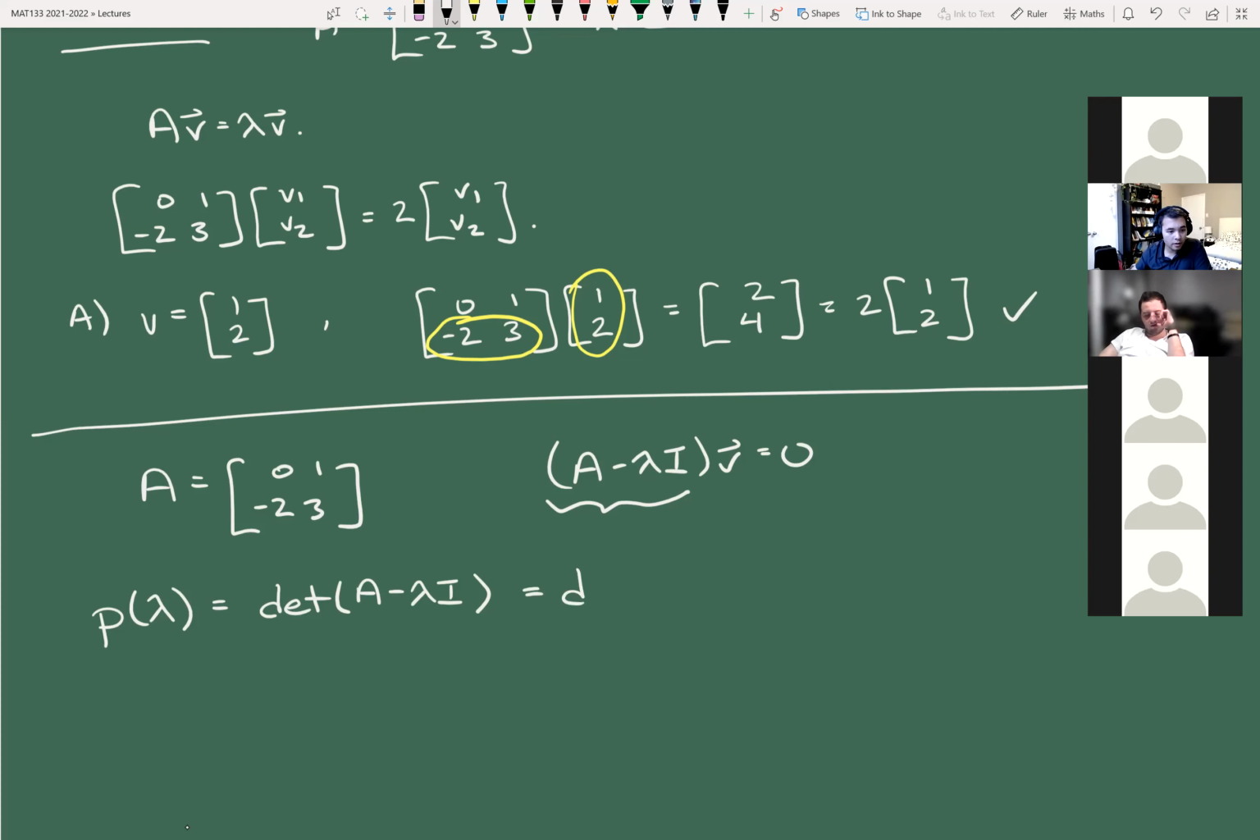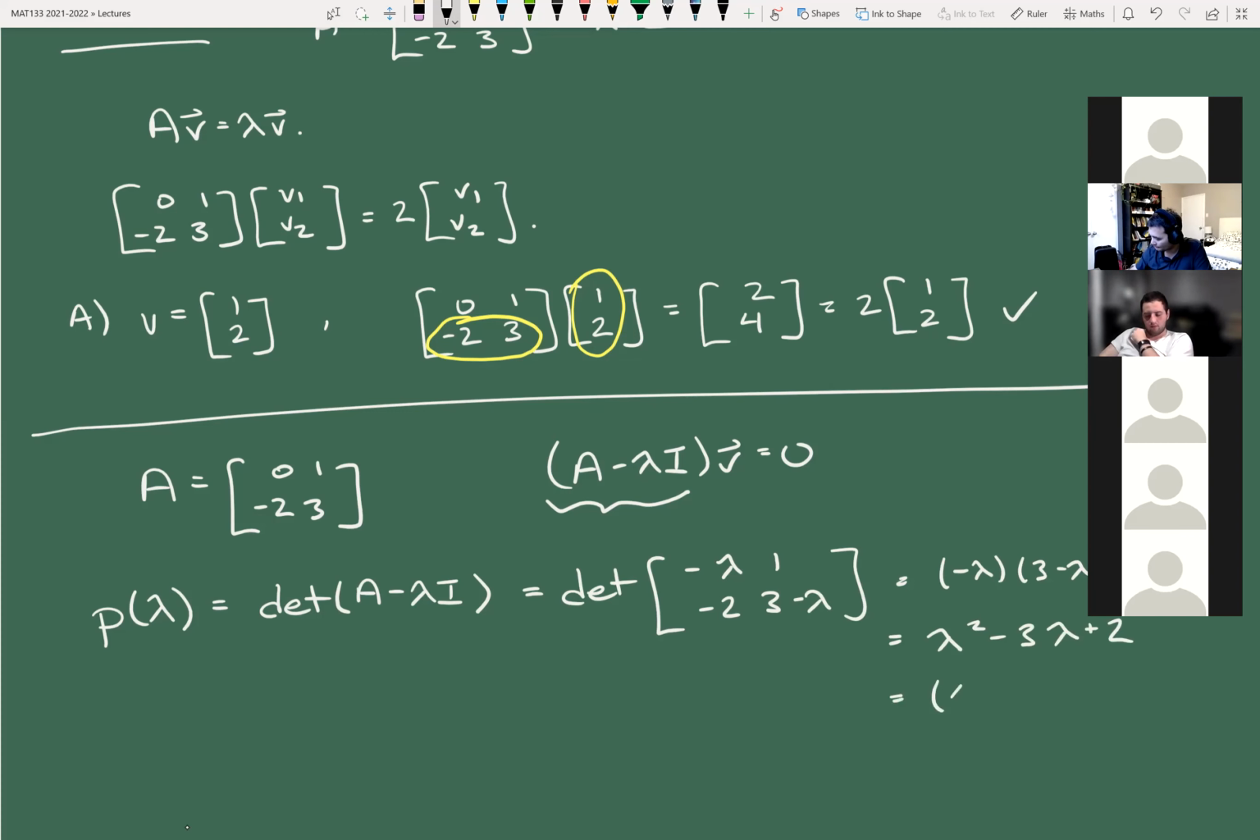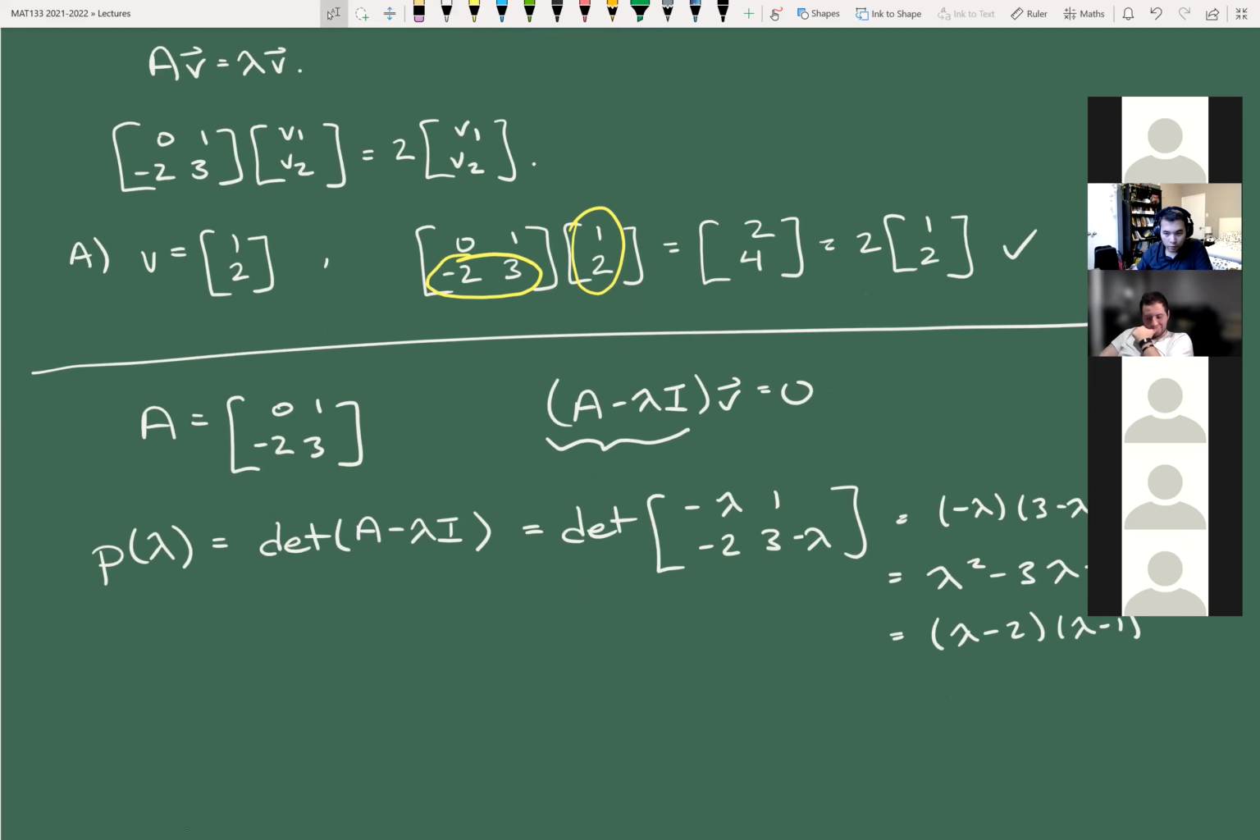Okay, Abby managed to write it down for us. So it's going to be negative lambda, 1, -2, 3 minus lambda. And we know how to compute that, right? So we'll get negative lambda times 3 minus lambda, plus, oh sorry, that's a 2, plus 2. So that's lambda squared minus 3 lambda plus 2. So that's lambda minus 2, lambda minus 1. And so the roots of this are exactly lambda equals 1 and 2.